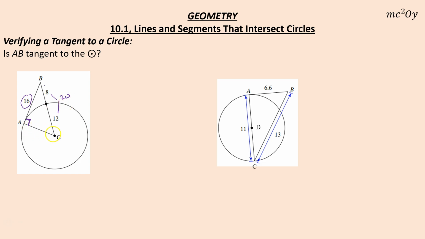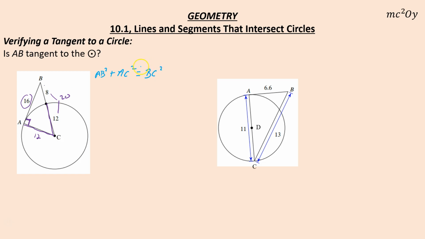And then this side right here, you have to recognize that this length is a radius, and this length is also a radius. All radii are congruent, so this is 12. So what I have now, I could do the Pythagorean theorem. I could say AB squared plus AC squared is equal to BC squared.